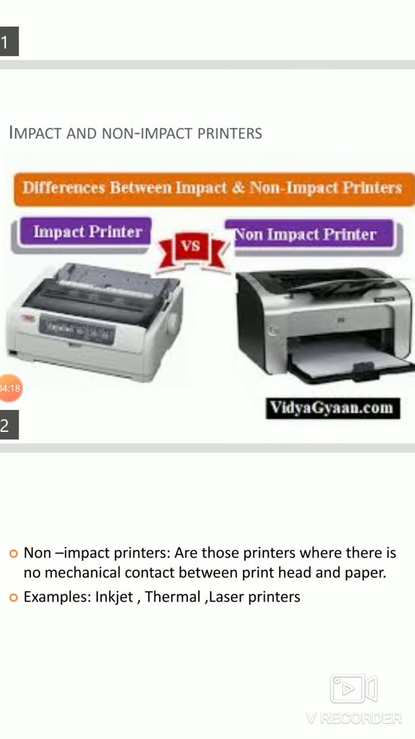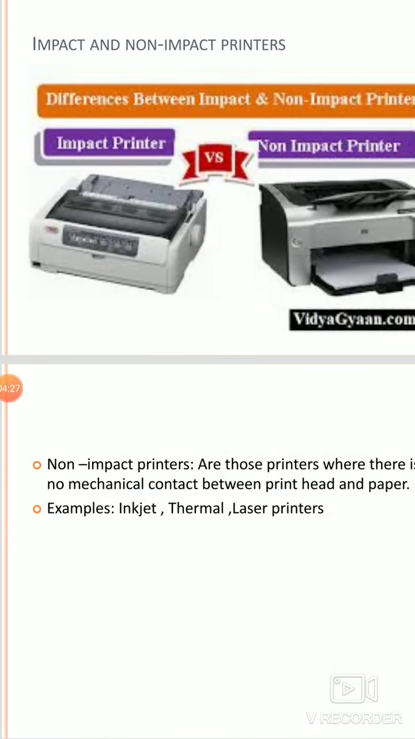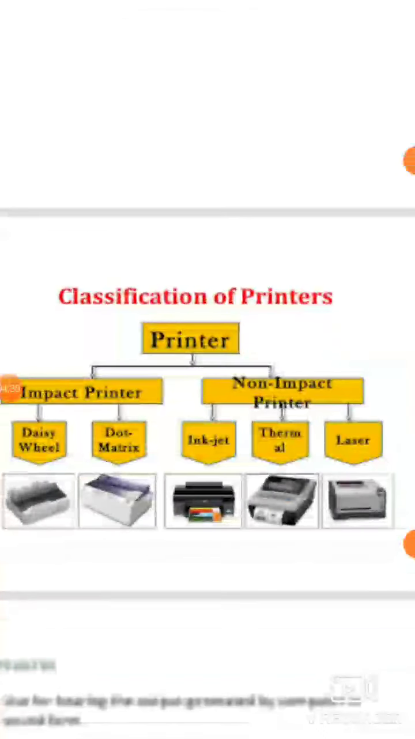Impact and non-impact printers, differences you'll find. Non-impact printers are those printers where there is no mechanical contact between the print head and paper. Example, inkjet, thermal, laser printer. Next is the classification of printers. As we have told, impact and non-impact. In impact, there is a mechanical contact between the print head and the paper, while in a non-impact printer, there is no mechanical contact between the print head and the paper. Examples of impact printers are daisy wheel, dot matrix. Non-impact printers are inkjet, thermal and laser printer.